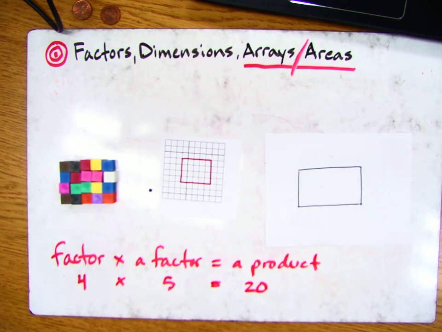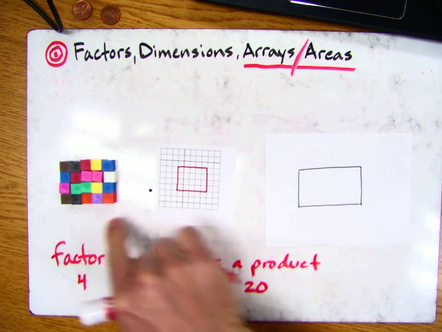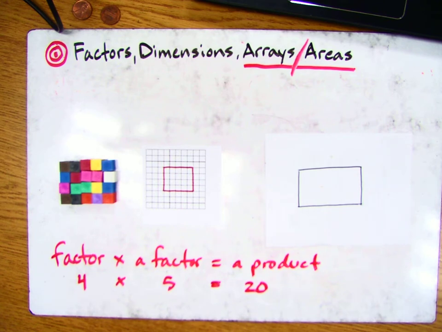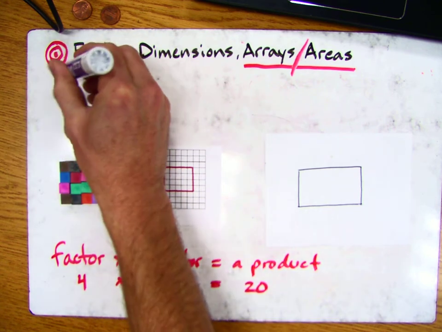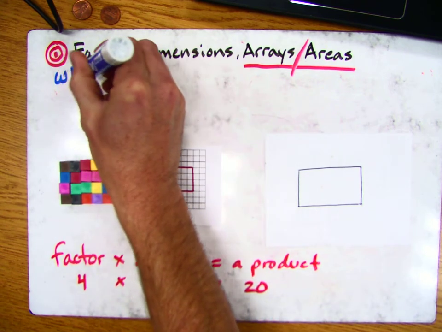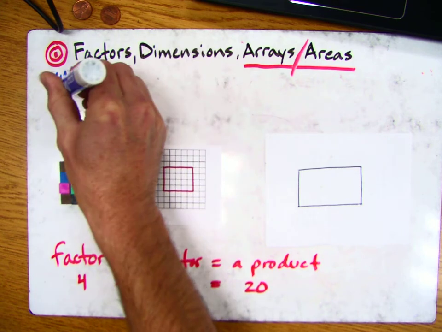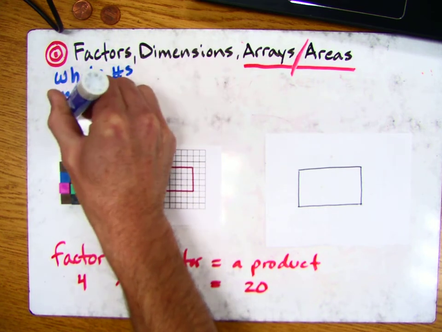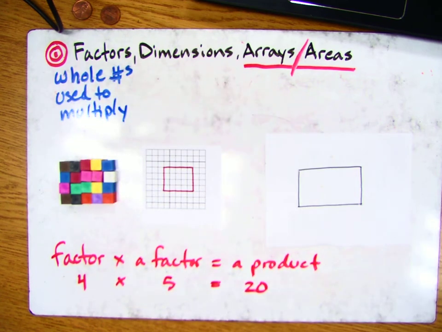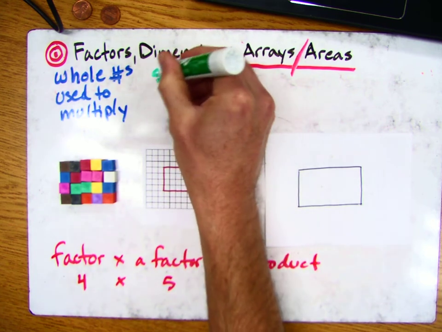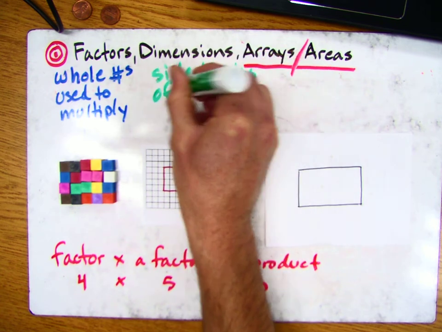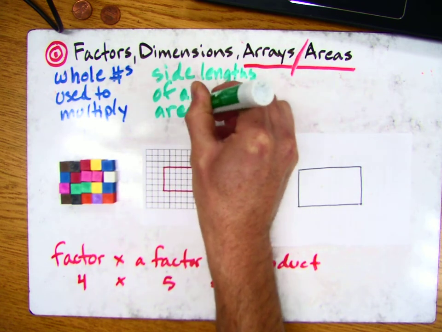Okay, dimensions are when you move from sort of an arrangement, like a three-dimensional arrangement, to a two-dimensional representation of it. So dimensions are going to be side lengths. So this would be here. Factors are whole numbers used to multiply. Okay, good simple definition. Dimensions are going to be side lengths of an area or an array.